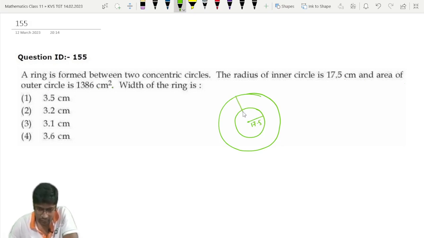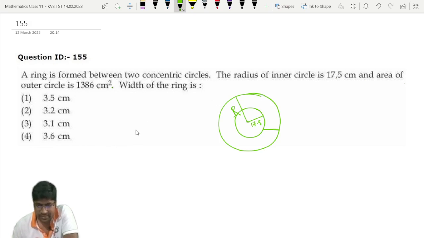We have to find the width of the ring. That means we have to find this much. For that we need the capital R, the radius of the outer circle. Then we can subtract the radius of the inner circle to get the width of the ring. Is it clear to everyone?